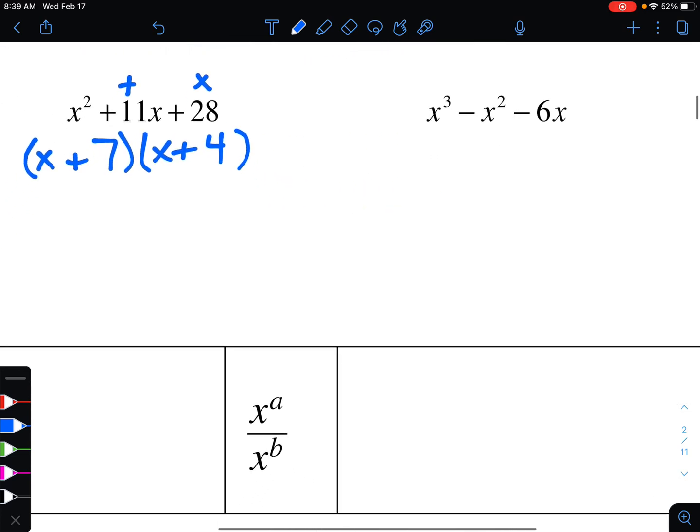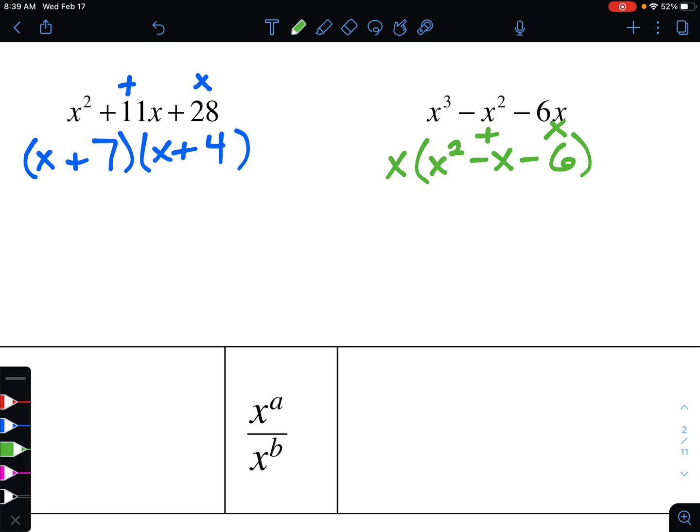Now in this third expression, we're going to do something very similar. Notice that we have three terms once again. The difference is, notice that this time there's a GCF which we can factor out first. Notice that each of the terms has x in common. So let's factor out an x, which will leave us with x squared minus x minus 6 inside the parentheses. Now we're going to look for two numbers which multiply to be negative 6 and add to be negative 1. And with a little bit of trial and error, you can probably figure out that those two numbers are going to be negative 3 and positive 2.